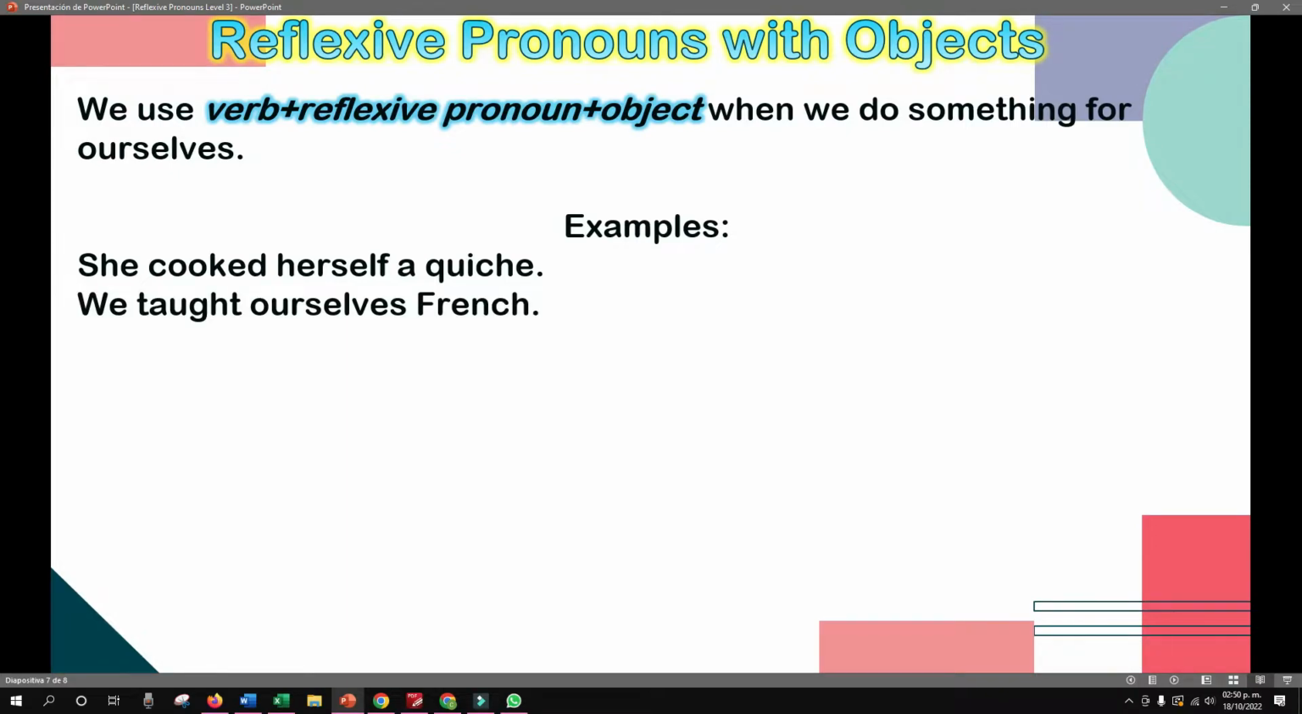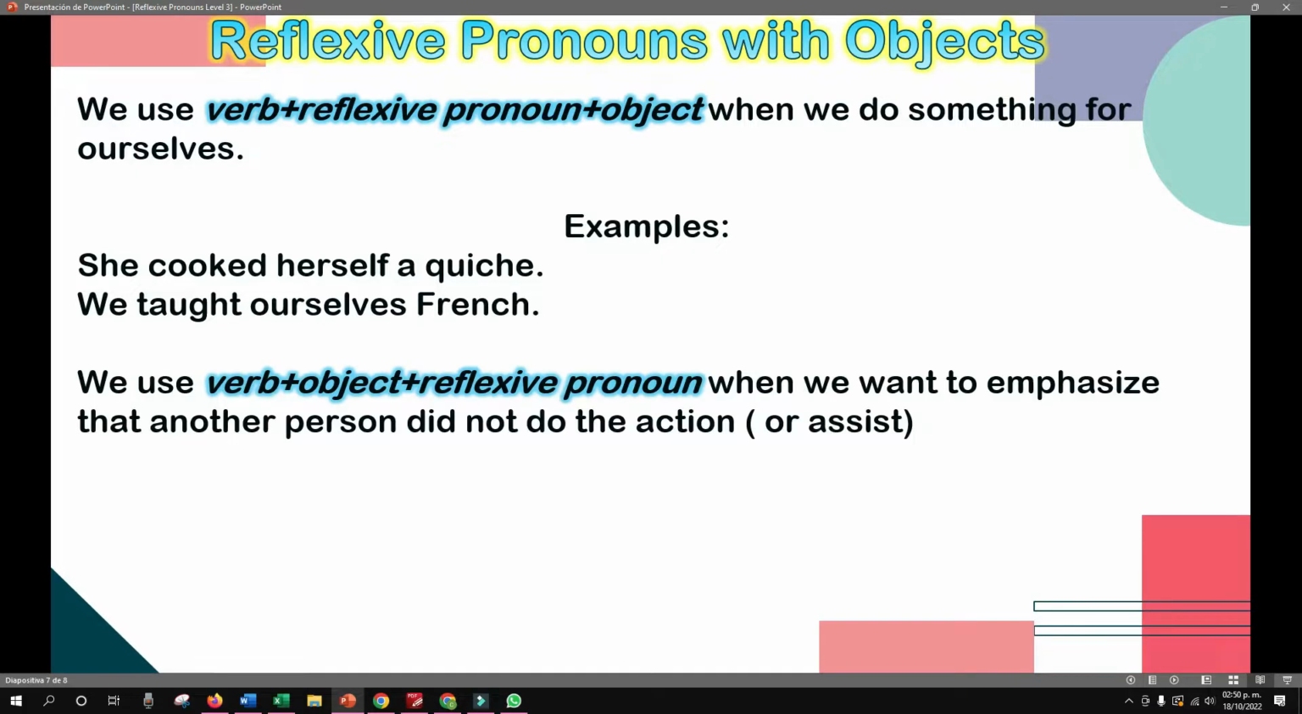Or we taught ourselves French. Nosotros nos enseñamos, es como redundante, ¿verdad? Pero nosotros mismos, ¿qué? Francés, ¿verdad? Cuando usted autodidacta y decide aprender por usted mismo algo, ¿verdad? We use verb, object plus reflexive pronoun. Bien, esta es otra estructura que intercambiamos el objeto con el pronombre reflexivo.